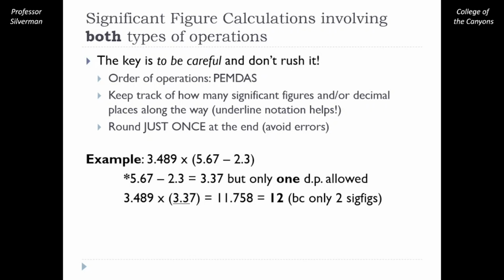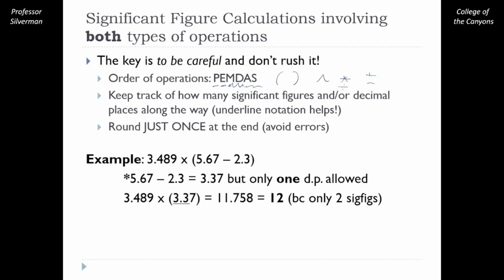PEMDAS here is the order of operations. Start with everything in parentheses. Then we get to do our exponents. Then we want to do multiplication and division as they show up. Then we get to do addition, subtraction as they show up. So don't round until the very end, but just follow each rule as it shows up and keep track before rounding. This is a little bit weird, but we'll give an example.